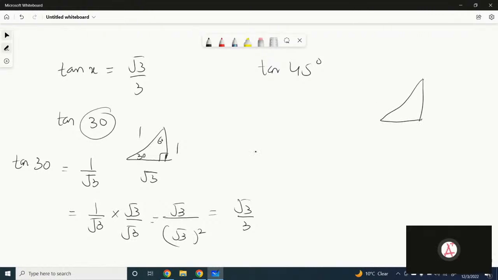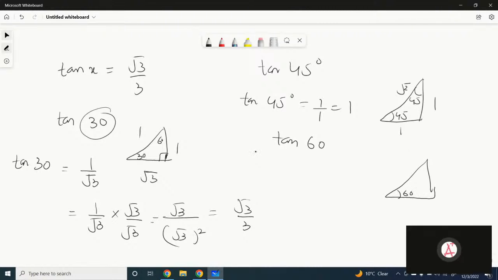So you have to check for tan 45. It is the triangle with angles 45, 45 and 90. The sides would be 1, 1 and square root 2. So for tan 45, you can check for both the angles. For both the angles, it would be 1 over 1 and it would be 1. Okay, now let's just find tan 60.